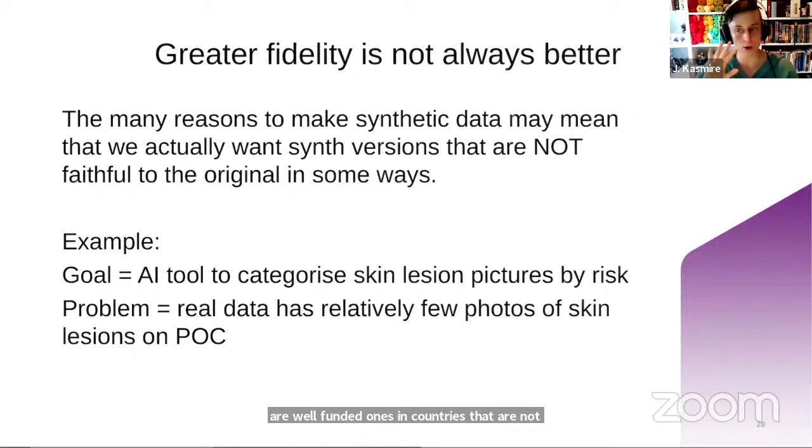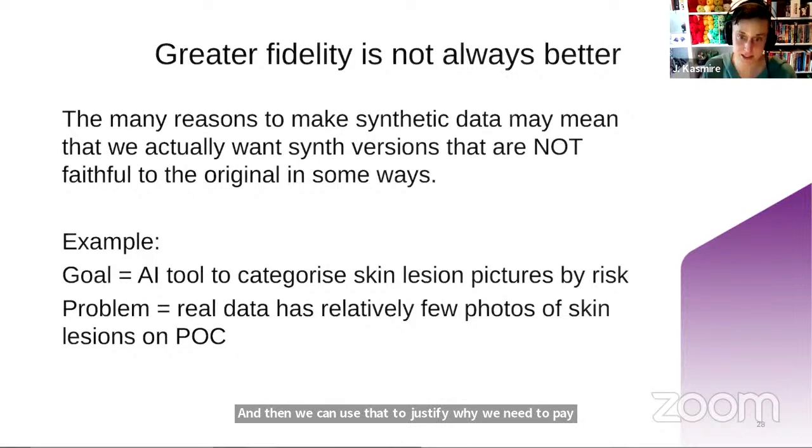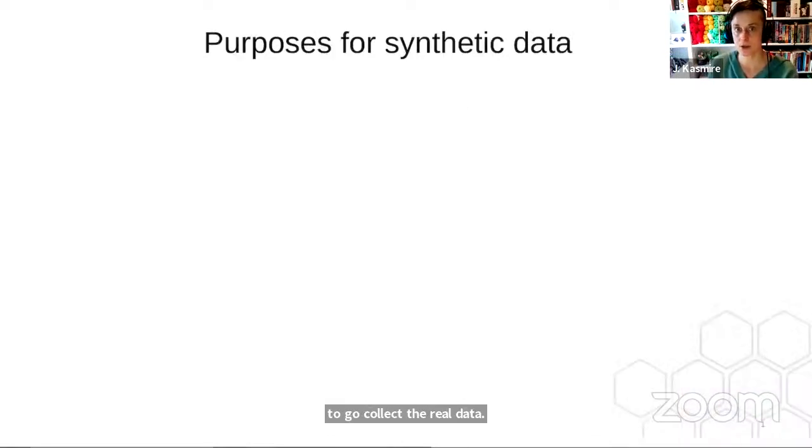So while a valid research project on photographing skin lesions on all kinds of people all around the world is a good project, we might need to justify why we want to collect that data. And to do that, we might build a synthetic data set that mimics some of those features, develop an AI that shows it has a good use, and then we can use that to justify why we need to pay to go collect the real data. So this brings us nicely to our next topic, which is purposes for synthetic data.